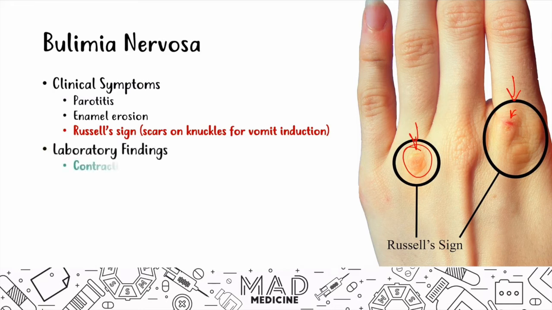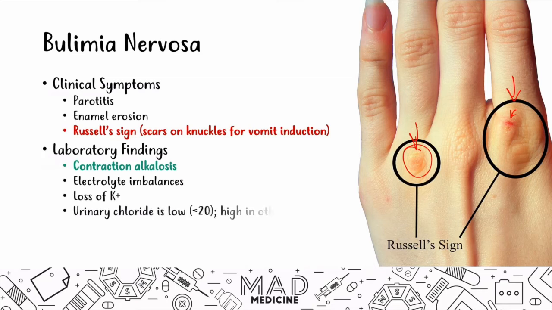And then when it comes to lab findings, these patients are going to have a contraction alkalosis because of the reduction in total body water due to the vomiting and purging. That's going to lead to contraction alkalosis. And because they're purging stomach content, they're also going to be reducing the amount of acid they have, leading to the alkalosis to begin with. This will also lead to electrolyte imbalances, like we talked about, loss of potassium. Remember, alkalosis means you're going to lose potassium to begin with. And then the urinary chloride is going to be very low. It's usually higher in other causes of alkalosis, but because this is contraction alkalosis, the chloride levels are going to be very low. That's a key giveaway.